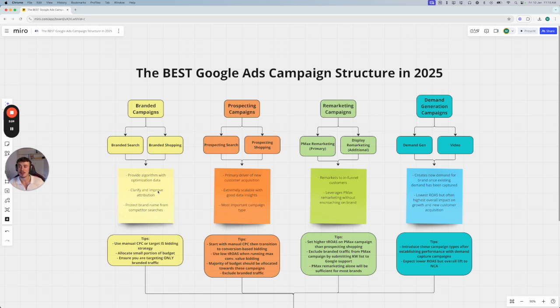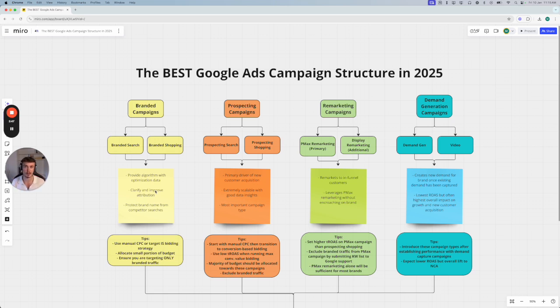First of all, you want to be providing the algorithm with optimization data, right? Branded campaigns are a very high quality source of data for your Google Ads account. They basically give your Google Ads account all of the data to show, hey, look, this is what my best customers look like. This is what my ideal customers look like. All the people who are searching for me, they love my brand, they know me, they want to purchase from me, they look like this.